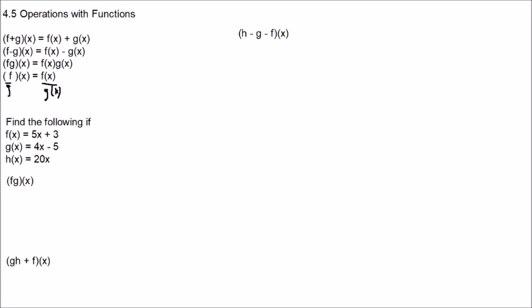What's up, everybody? Welcome to 4.5, operations for functions. We're just going to be doing operations for functions. We'll be adding, subtracting, multiplying, dividing them. We're not going to be putting them to... we might put them to an exponent.